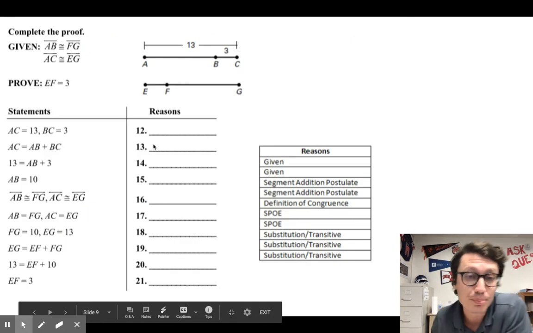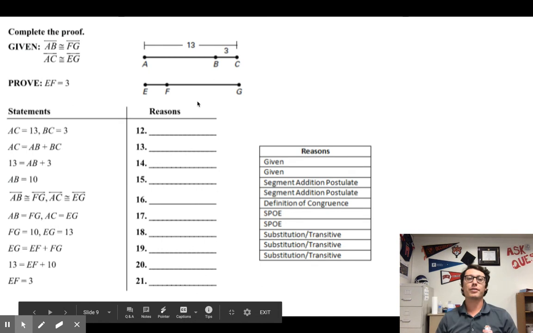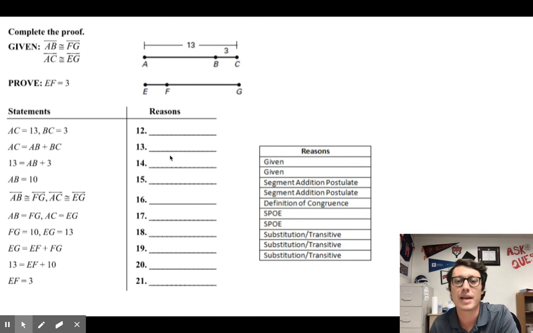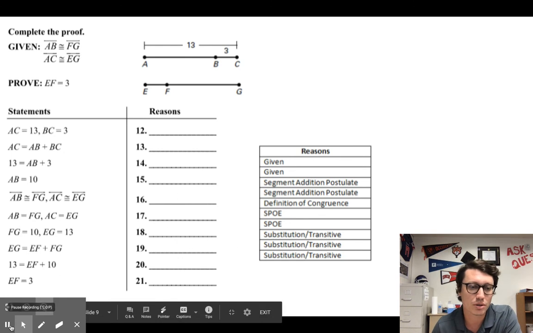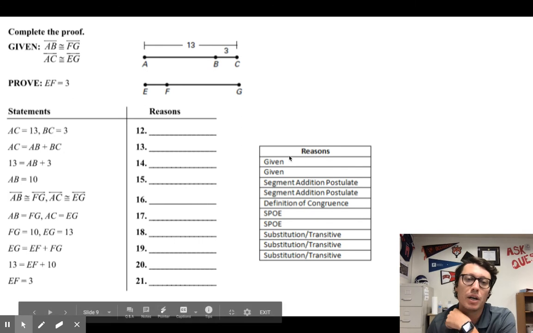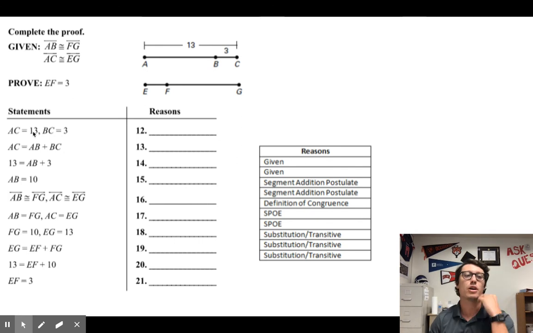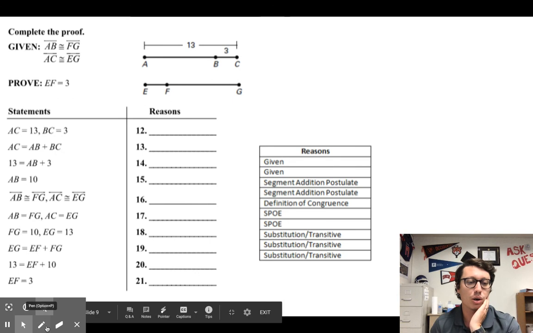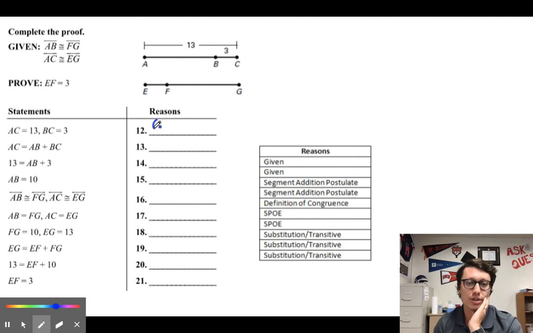Okay, complete the proof. This is a really big geometry proof, okay? It's all right. Take it piece by piece, little by little. We can figure this out. I've given you a word bank to work from. Notice the first one. What is always our first statement or our first reason? It is always going to be the word given, right?